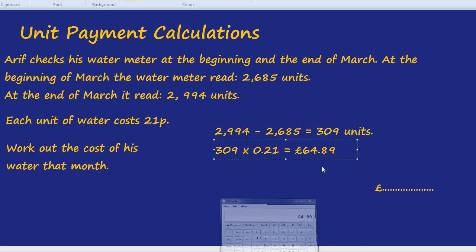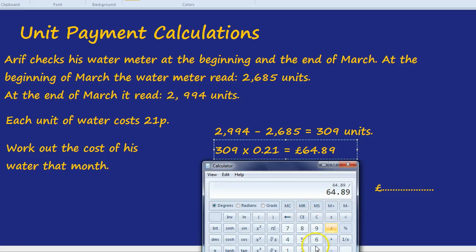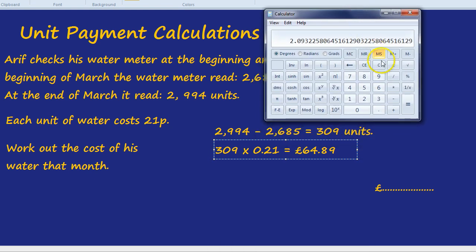If we wanted, for example, the average cost per day, well, in March there's 31 days, so we'd divide that by 31. But here they weren't really asking that. I'm just making it up for extra fun. So it'd be £2.09 per day.